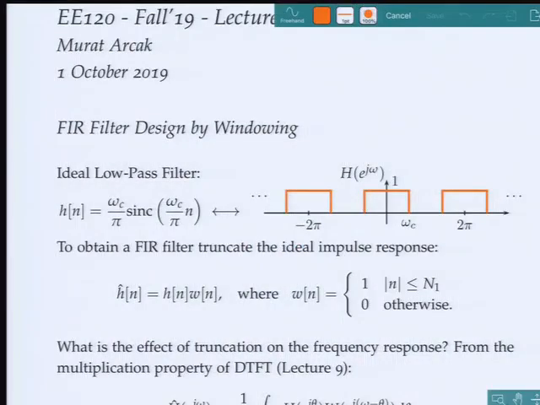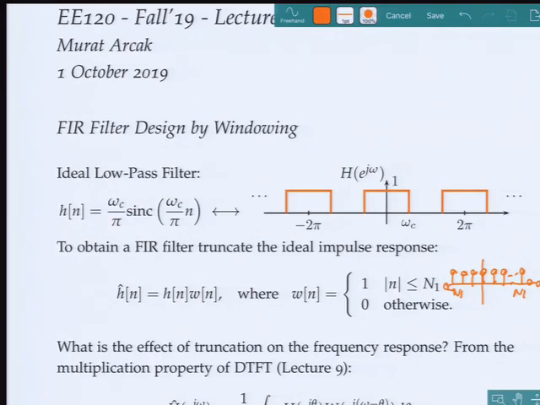So W is graphically something like this. After n1, it becomes 0, and before negative n1, it's again 0. Okay? So when you multiply with h, it keeps the middle of h, truncates what comes after. So going back to my silly octopus analogy for sinc functions, you're truncating the lobes, what do you call them again? Tentacles far away, right?